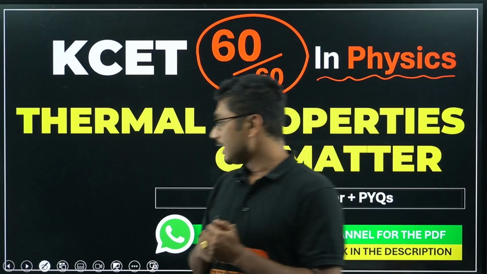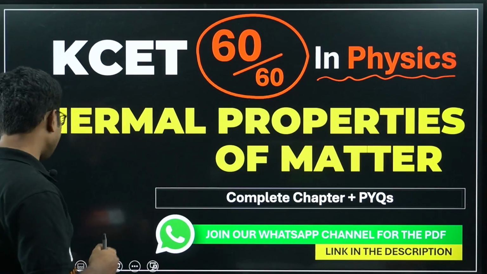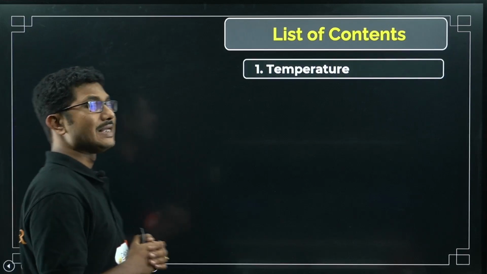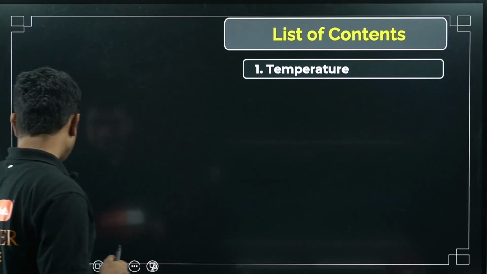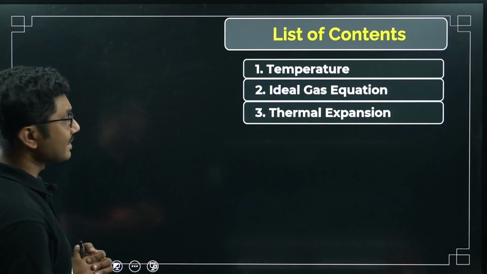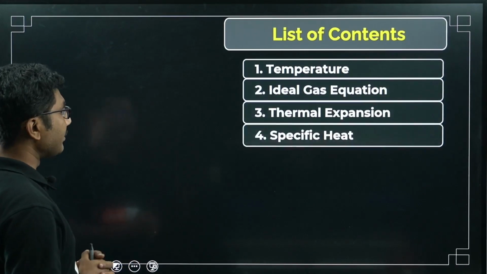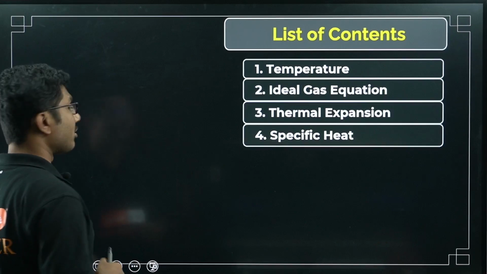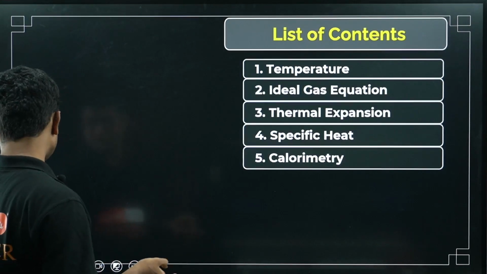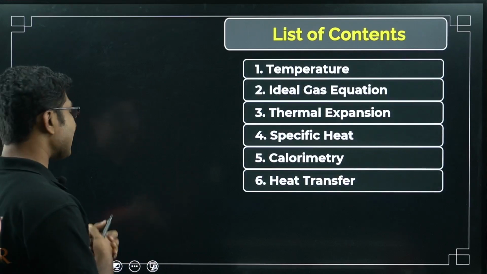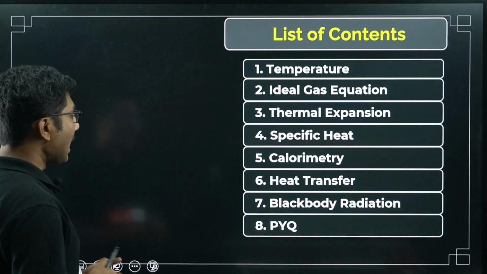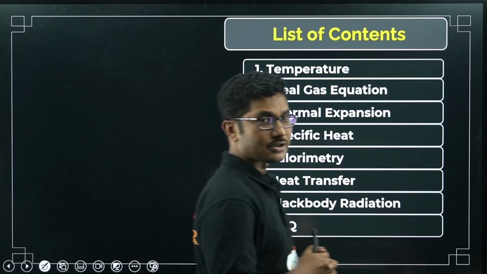Now let's start with the list of content that we are going to discuss today. First we will start with the basic concept of temperature. Next we will discuss the ideal gas equation, then thermal expansion, then specific heat, then calorimetry, then heat transfer, then black body radiation briefly, and then obviously the PYQs from this chapter.